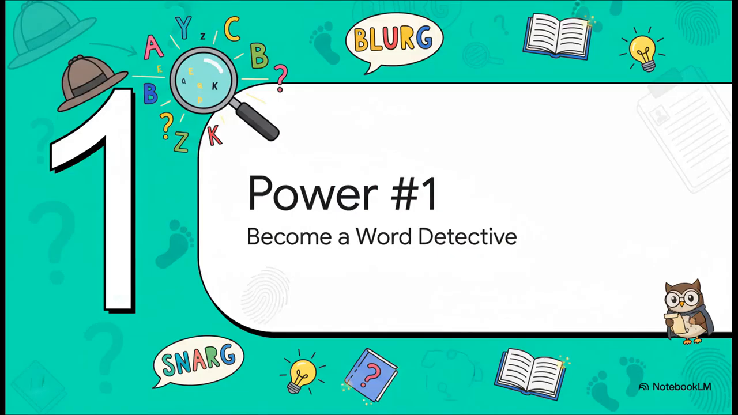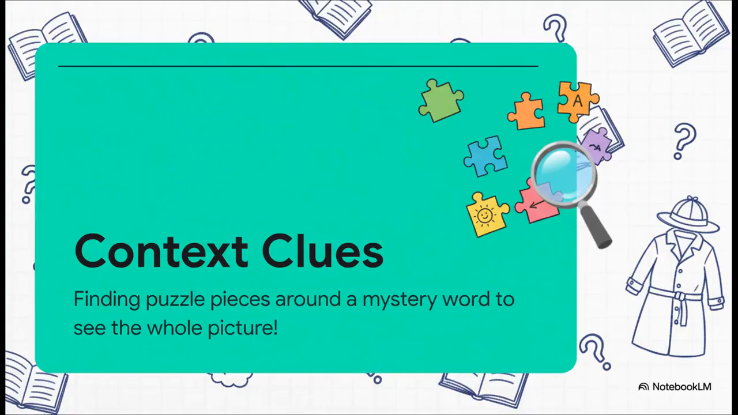Okay, first things first. Our very first superpower is becoming a word detective. So, what's a word detective? Well, it means that when you stumble upon a word you don't know, you don't just give up. No way. You put on your detective hat and start looking for clues to solve the mystery. And every good detective needs a top secret tool, right? Ours is called context clues.